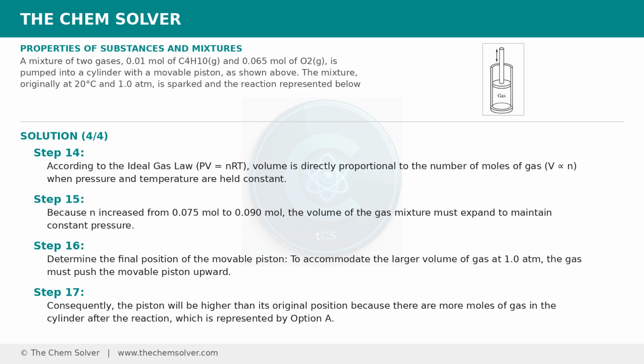Determine the final position of the movable piston. To accommodate the larger volume of gas at 1.0 atmospheres, the gas must push the movable piston upward. Consequently, the piston will be higher than its original position because there are more moles of gas in the cylinder after the reaction, which is represented by option A.